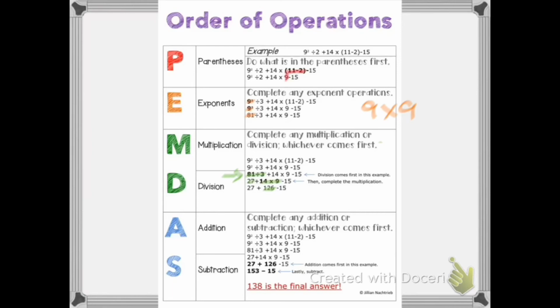Then at the next step, we're going to pick up right down here, and we're going to do addition or subtraction, whichever one comes first when you're moving from left to right. So in this case, that is this part of the problem. 27 plus 126 is 153. And then 153 minus 15 gives you 138 as the final answer. So this is in Google Drive if you want just one example to print out and have with you.